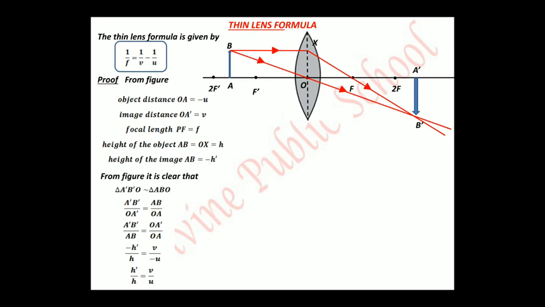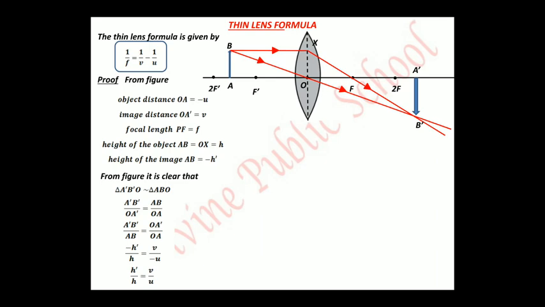So what are we going to take? We are going to take height upon base in both the triangles. In triangle A dash B dash O, the height of the triangle is A dash B dash and the base of the triangle is OA dash. So we write A dash B dash upon OA dash. And now in triangle ABO, the height of the triangle is AB and the base of the triangle is OA. So it is AB upon OA.